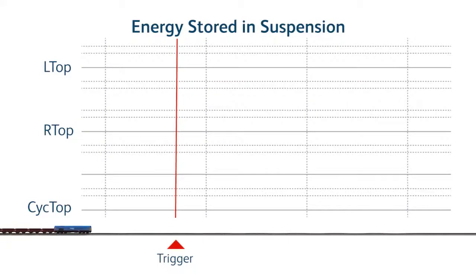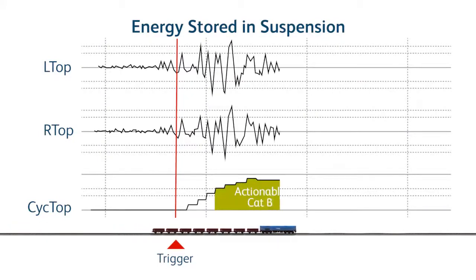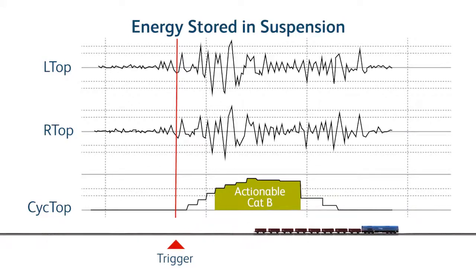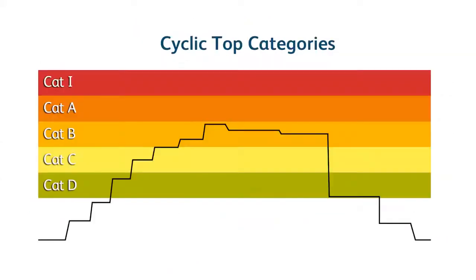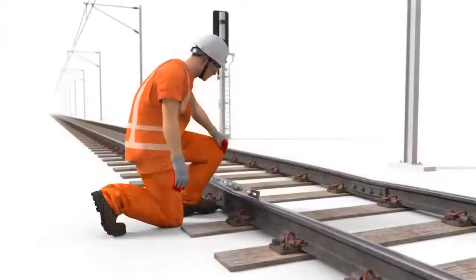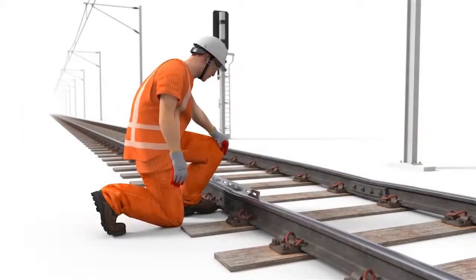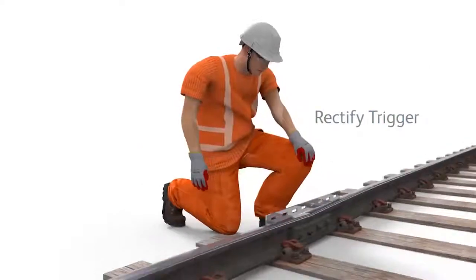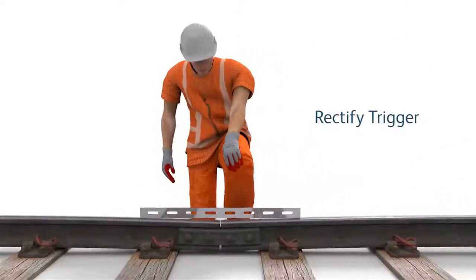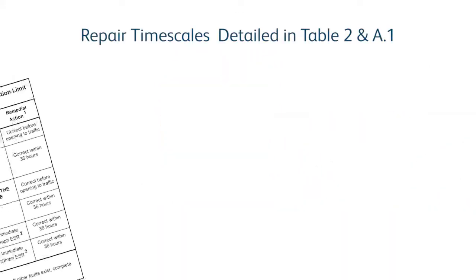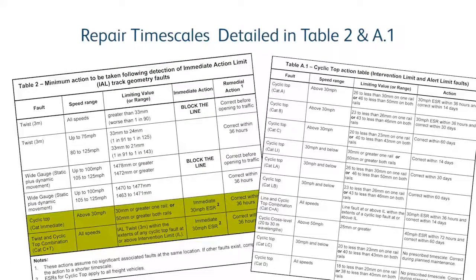Cyclic top is a theoretical value calculated by the TRV to represent the amount of energy potentially stored in the suspension, and is only reported when the value reaches a predetermined threshold and is categorized from Cat I to Cat D. When carrying out any repairs to cyclic top, it is important to rectify the trigger to prevent the fault from reoccurring. Repair timescales for cyclic top are detailed in Table 2 and A1 of TRK 001, Module 11.